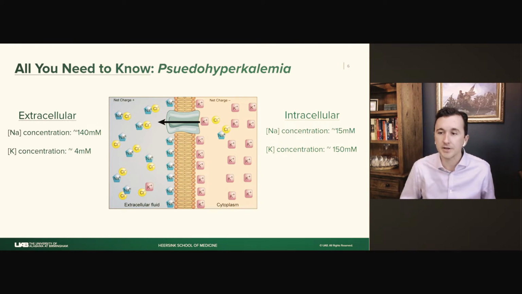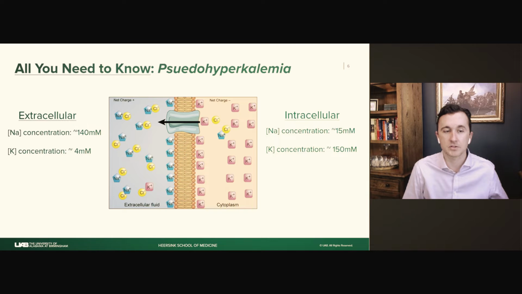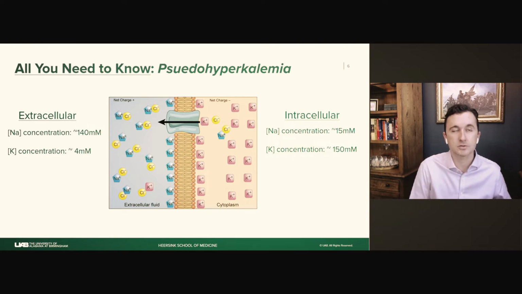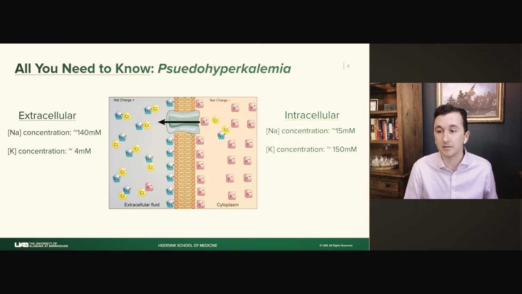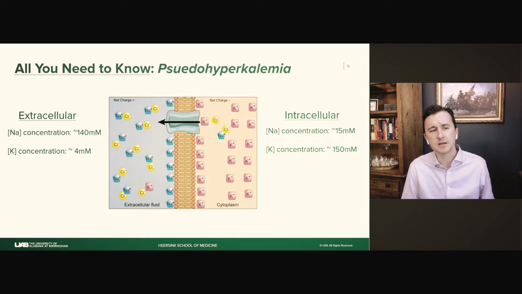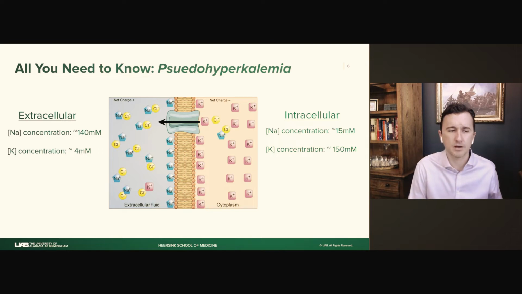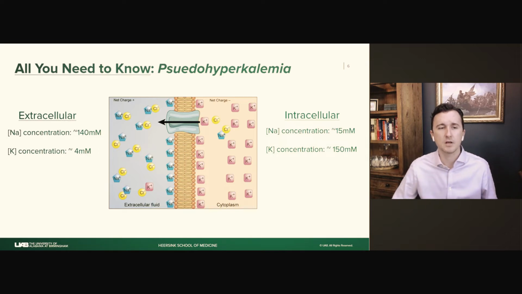But there are situations in which you may have severe thrombocytosis or leukocytosis, and in those abnormal situations, those cells tend to be a little bit more fragile and can occasionally hemolyze as well. So sometimes you see it with other cell lines, but generally we're talking about the hemolysis of red blood cells that leads to a false elevation of potassium.